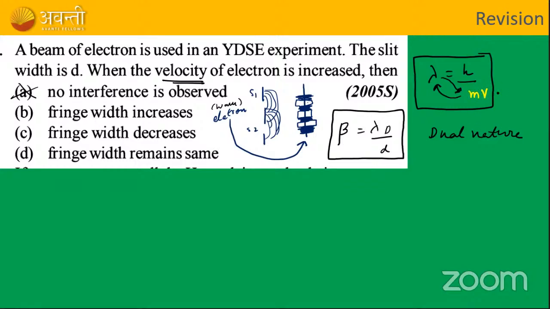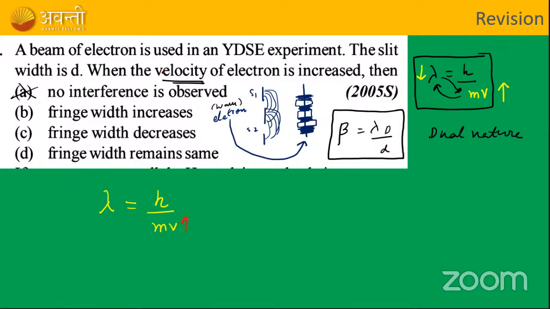So what will happen now? As I increase the velocity of the electron, which is in the denominator, lambda decreases. Am I right? Are you getting my point? So de Broglie gives us this equation: the wavelength of any particle is nothing but Planck's constant by mass into velocity, or Planck's constant by momentum. Just a minute. Wave particle nature, yes, that's correct. So now I'm increasing the velocity according to the question.